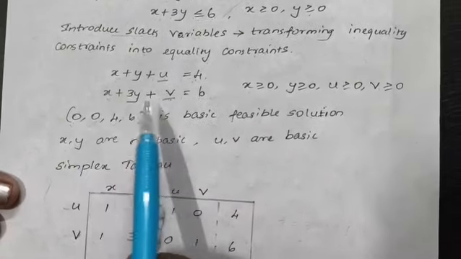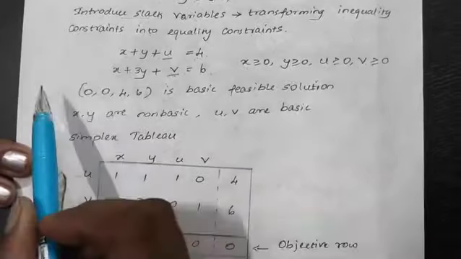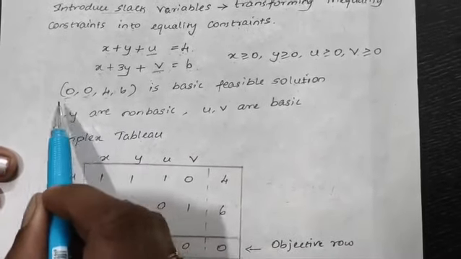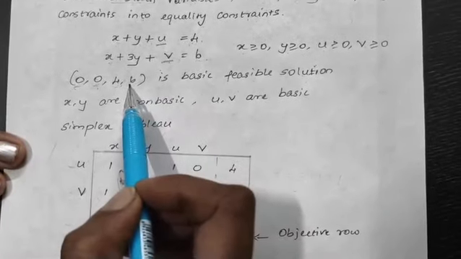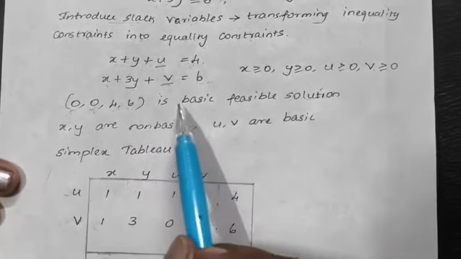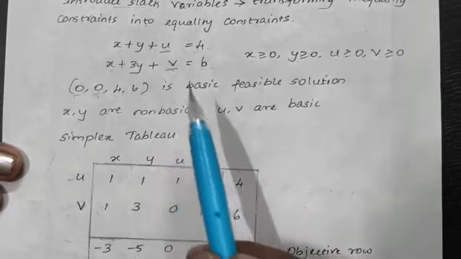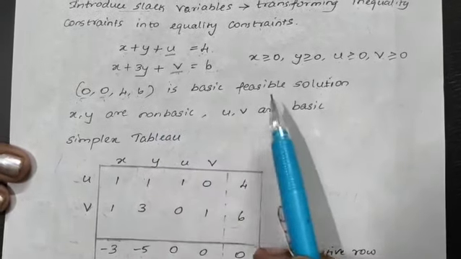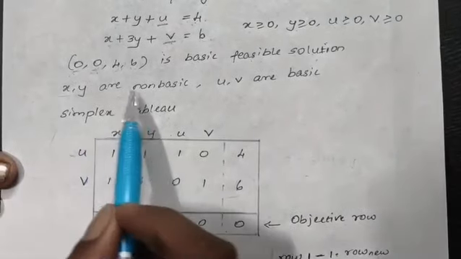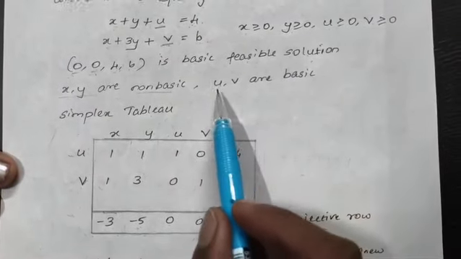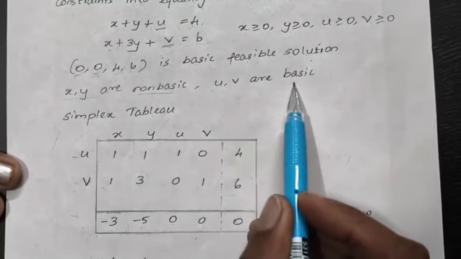Now we can start with the basic feasible solution. We take the x and y values as 0, the u value as 4 and the v value as 6. Then, by using the iterative improvement method, we have to try for a better solution. In this basic feasible solution, x and y are non-basic variables and u and v are basic variables.